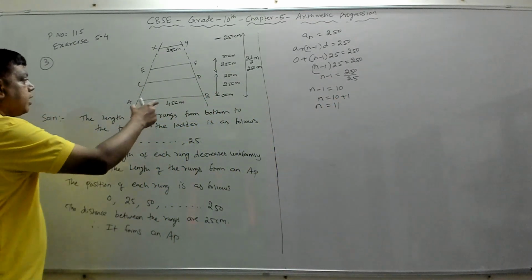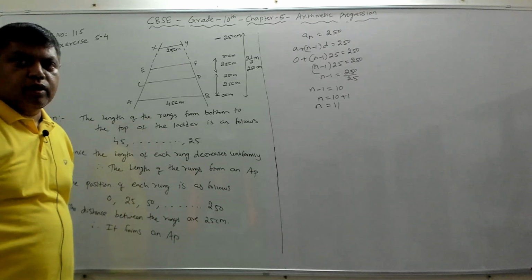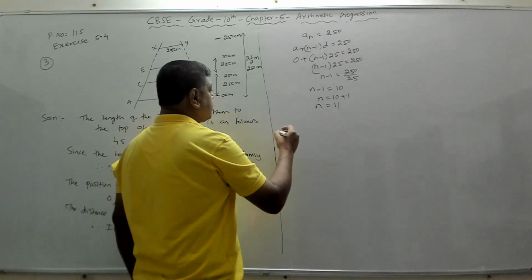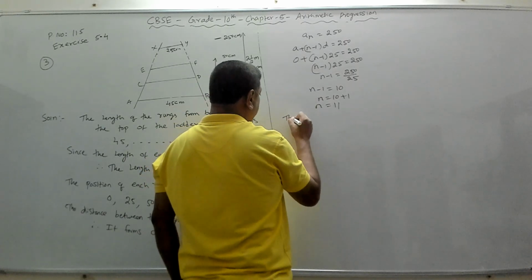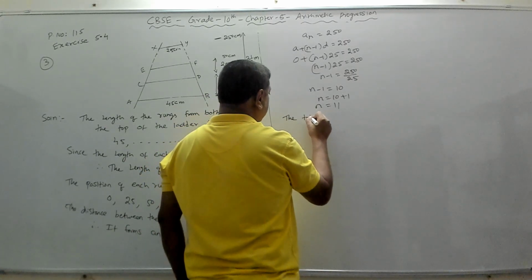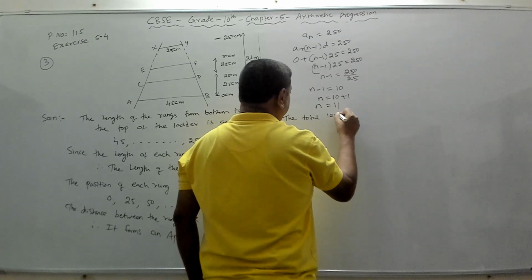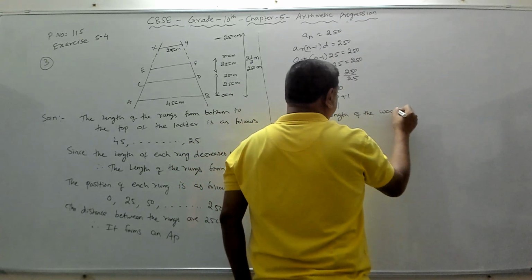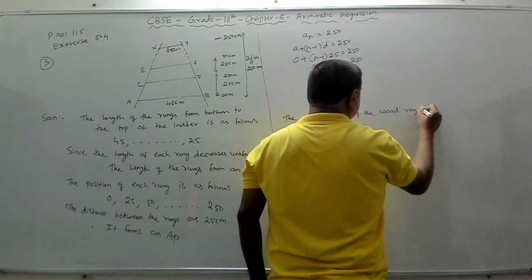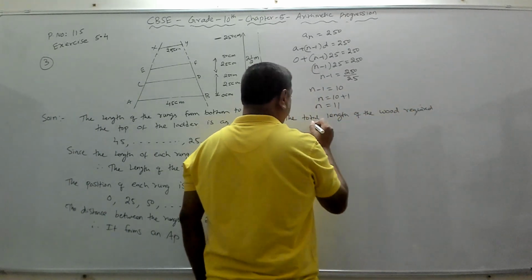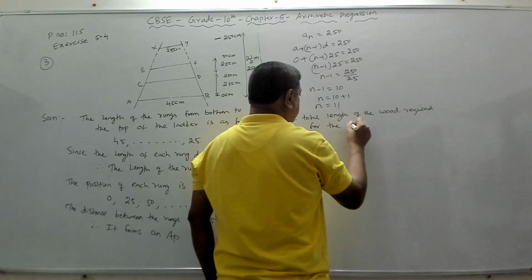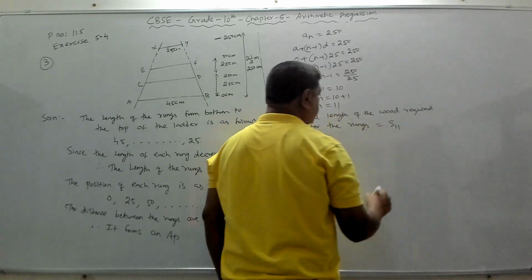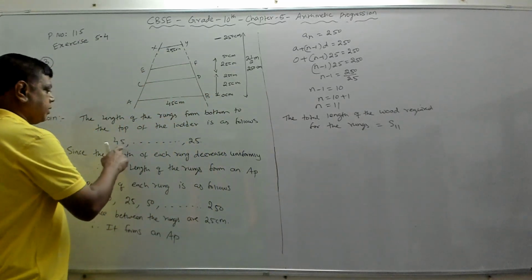How many rungs are there? There are 11 rungs. And what we should find now? We should find the sum of all the rungs. So which means we should find the sum of the total length of the wood required. Length of the wood required for the rungs is equal to, you have to find sum of 11 terms, S11 of this AP.